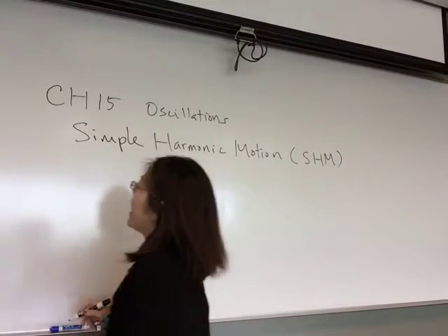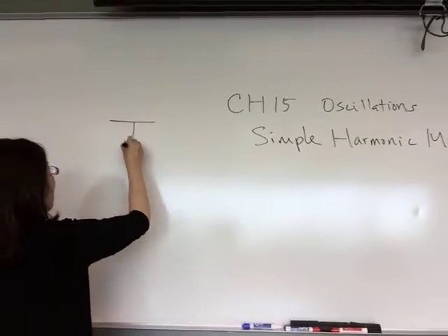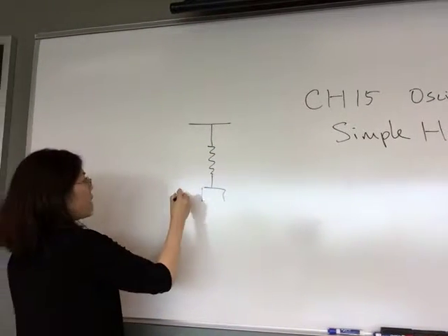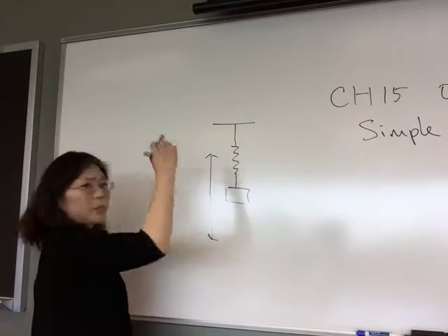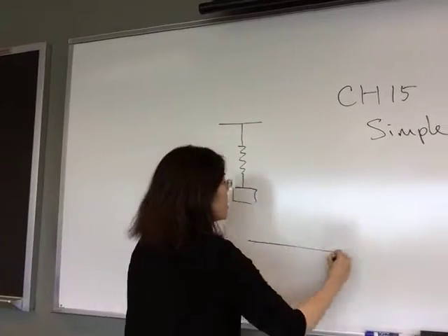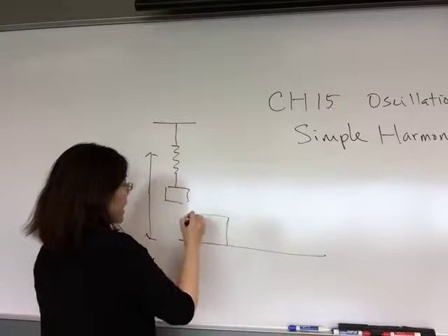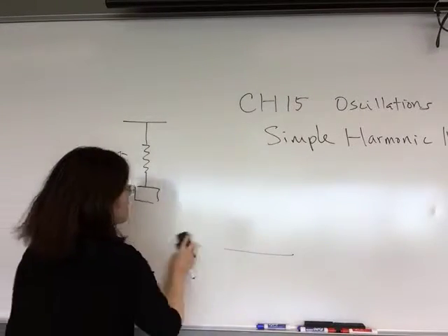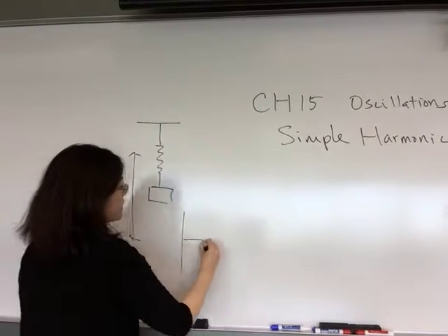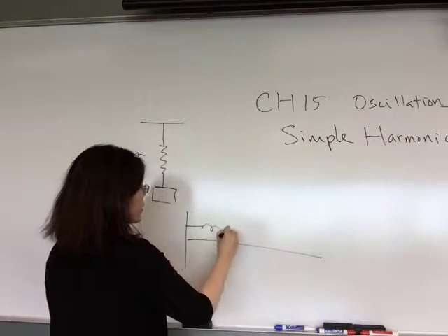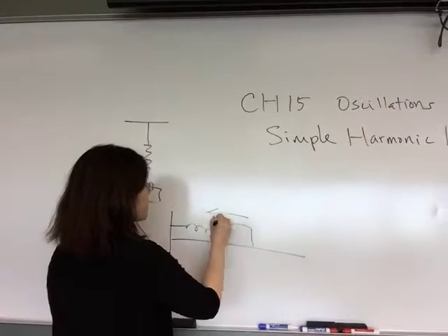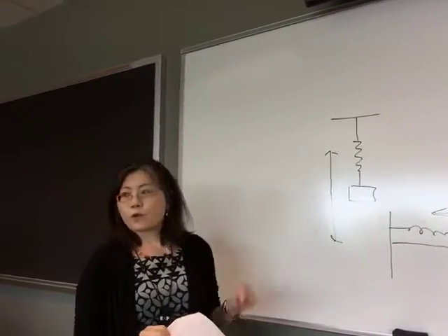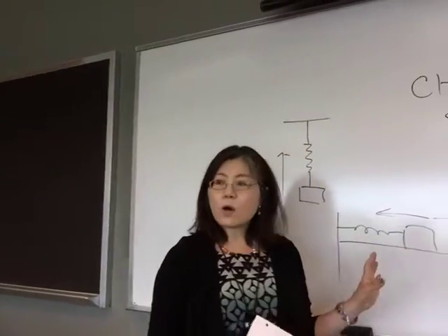So you can do it vertically: this is a spring, and you have a mass, and you just put it down. It's just going to oscillate, up and down, up and down. Or you can have a horizontal motion where you have the spring. Say this is the wall and this is the floor, and you have the spring attached to a block, and the block oscillates back and forth. Okay, so this is what we call simple harmonic motion.